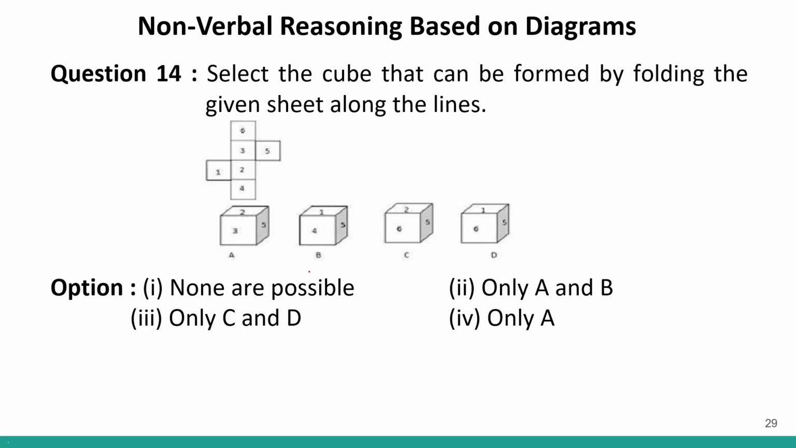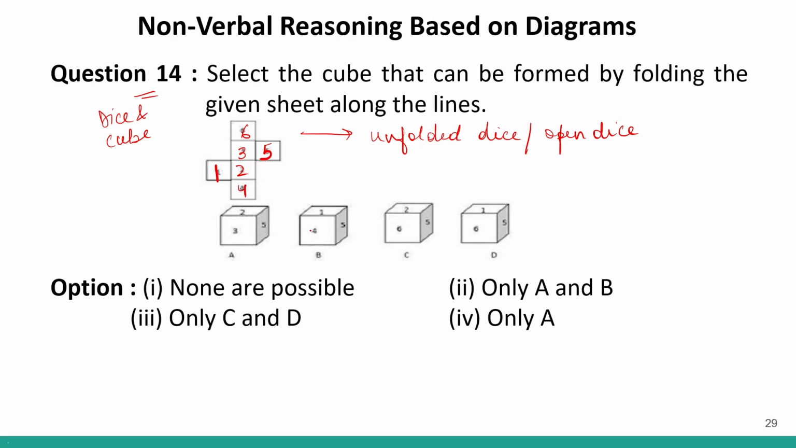Okay. Now we have question 14. Question 14 is again a dice and cube question. We are given an unfolded dice, or this is called an open dice, and we have to figure out how it will look when it is folded. So you know this is 3, this is 6, this is 2, this is 4, this is 1 and this is 5. Okay, so I know that 6, 3, 5 will be adjacent to each other. Correct? And 6 and 2 will be opposite to each other.